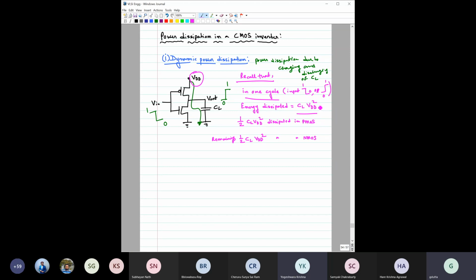And we have seen that there are two components. Half of CL VDD square would be dissipated in this PMOS during charging. And the other half, that is half of CL VDD square, will be stored in this capacitor. Then in the next half, when this capacitor discharges, this amount of energy is also dissipated in this NMOS.